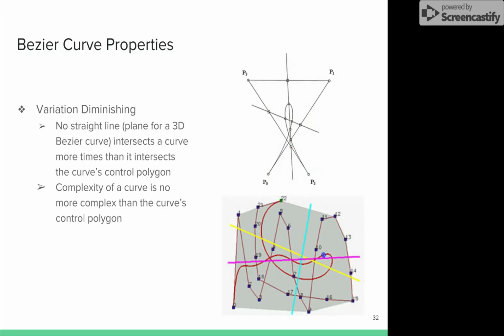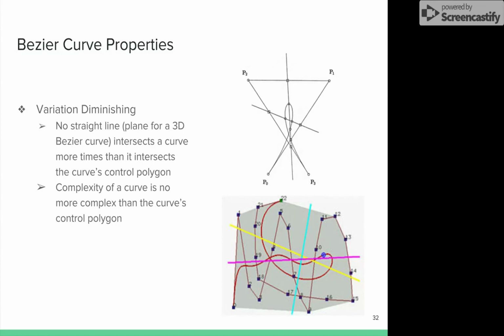All right, the last Bezier curve property that we're going to talk about today is the variation diminishing property. This property states that no straight line, or if we're talking about 3D space and we're dealing with a 3D Bezier curve, then instead of a straight line, it's going to be a plane instead. So it states that no straight line can intersect a curve more times than it intersects the curve's control polygon. So now let's look at the two images on the right to better understand what the property is. Let's look at the bottom image first because it has a lot of different colors and it will make it easier to understand. There are 3 different straight lines intersecting this image.